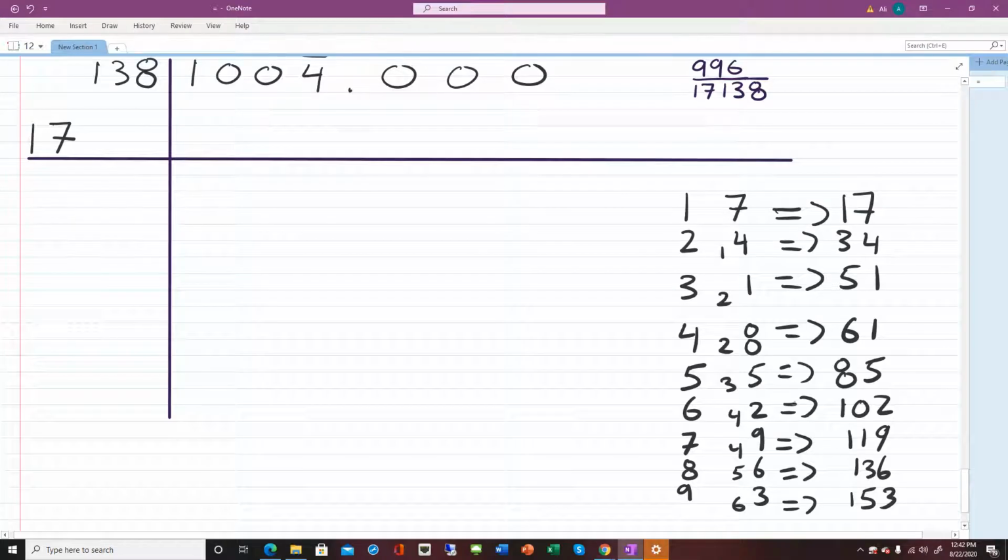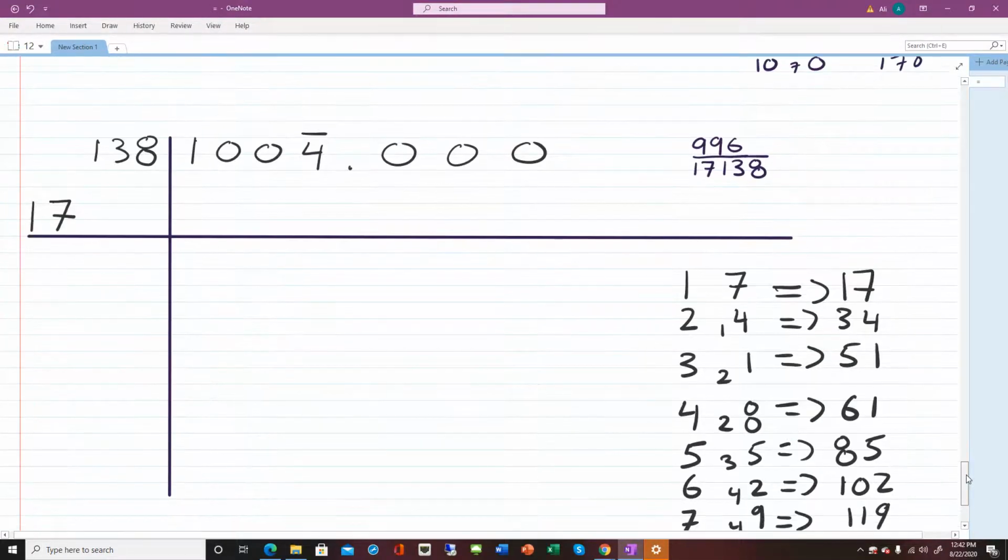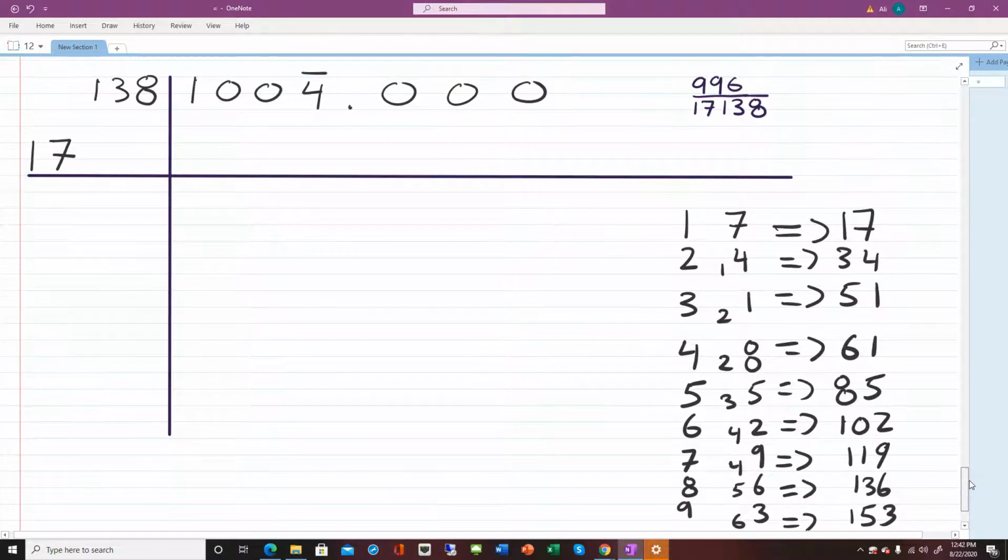The 8th is this, so on and so forth. So we're going to get started. How many times does 17 go into 100? And the answer to that is, so we just look at our chart right here. It's going to be 5. 17 times 5 is 85, so there's 15 left over.